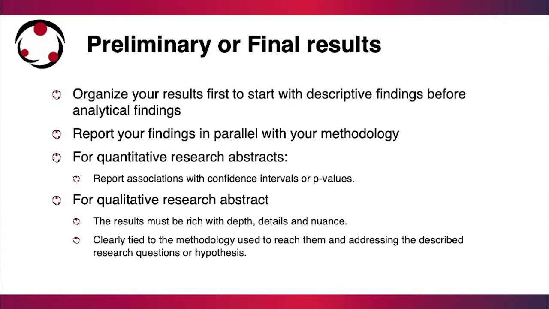For quantitative research abstracts, report associations with confidence intervals or p-values. Confidence intervals are generally preferred but can take up more space. For qualitative research abstracts, make sure the results are rich with depth, details, and nuance, and clearly tied to the methodology used to reach them. You may highlight the summary and main themes here. For both kinds of research, make sure you are addressing the research questions or hypotheses adequately.